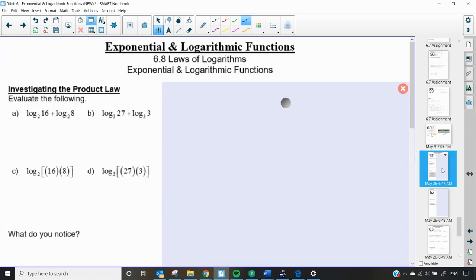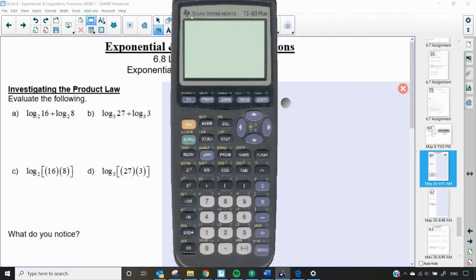All right, so let's hop right into it. First, we're going to take a look at the product law, and we're going to do each of these as an investigation. Normally in class, I'd be having you guys type these into your calculator, so feel free to follow along as we go through these.